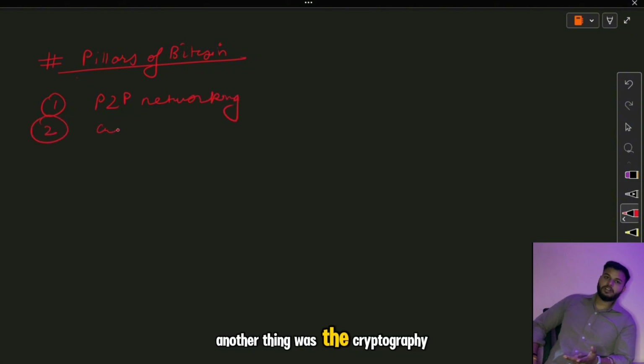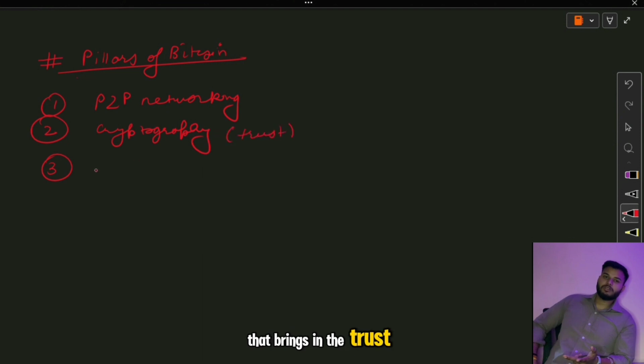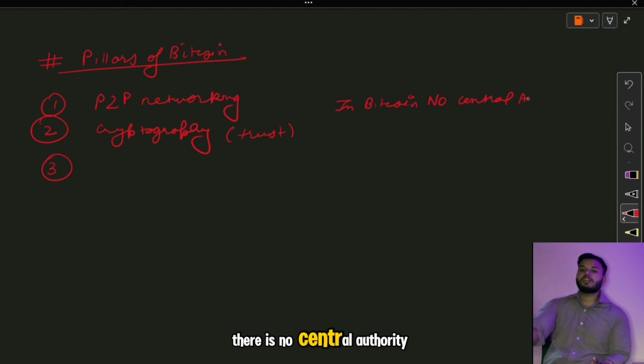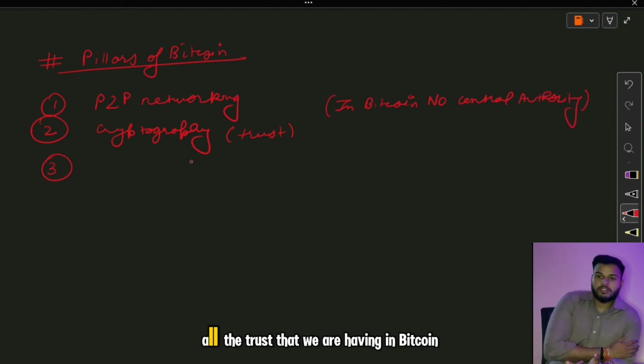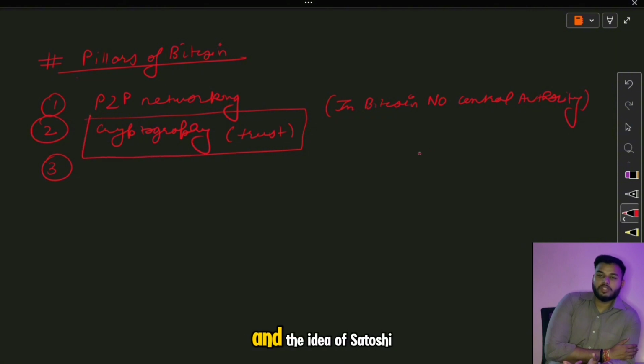Another thing was the cryptography that is used behind Bitcoin, which brings in the trust, because in Bitcoin, as you are all aware, there is no central authority involved. All the trust that we have in Bitcoin is due to the cryptography that is used and the idea of Satoshi Nakamoto, who invented Bitcoin.